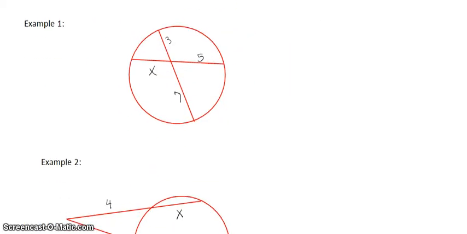So let's look at an example. In this one, the chords are intersecting inside the circle. So I'm going to have x times 5 will equal 3 times 7. So x would equal 21 over 5. So we're basically applying these rules and finding the missing part or segment of the chords, okay?